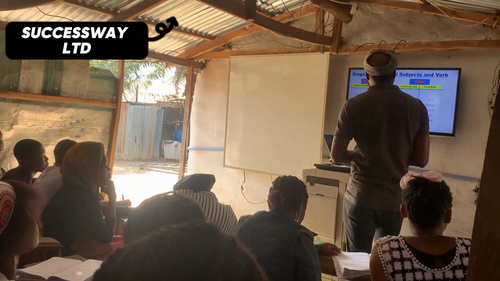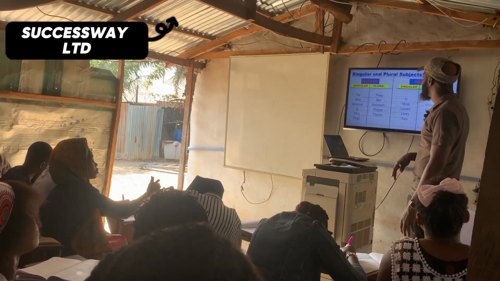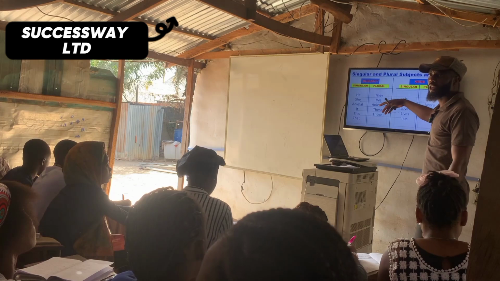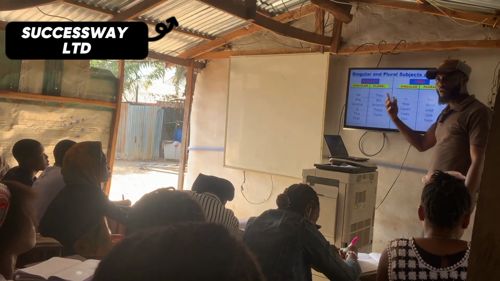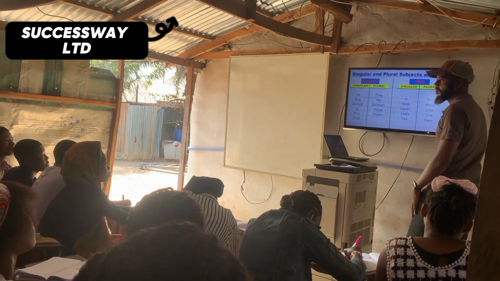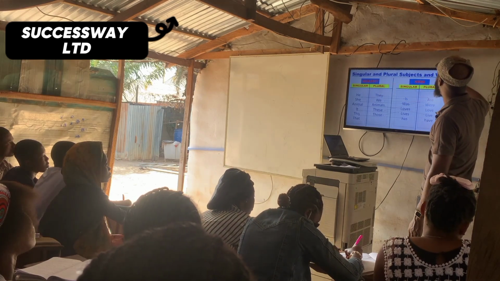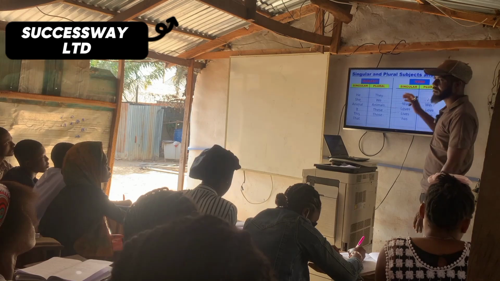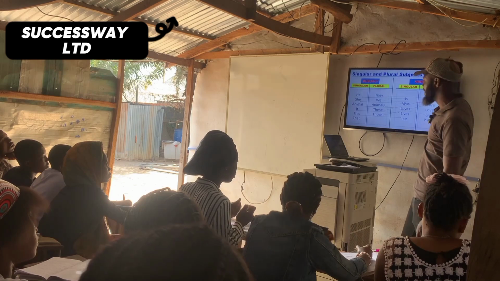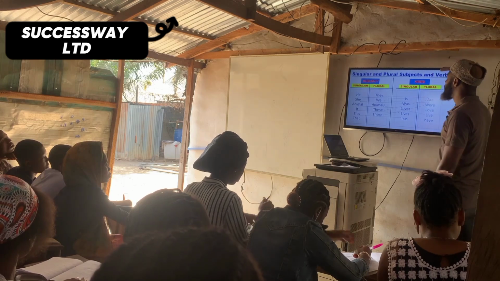So we need to understand this. Understanding this tabular representation, this table on the board, will aid our knowledge of Concord. So we say singular and plural subjects and verbs. I omitted the S there. So singular and plural subjects and verbs.